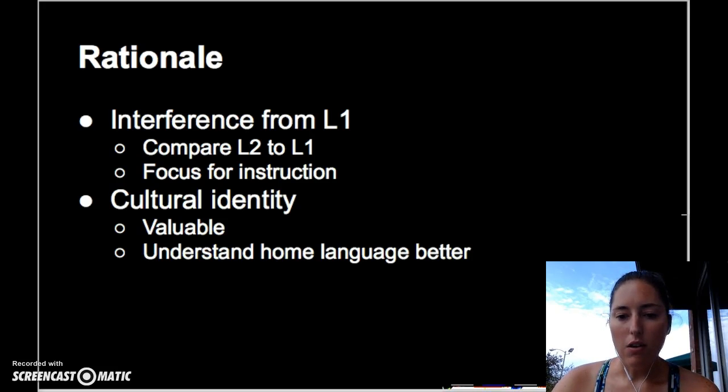So now that we know a little bit of the benefits of why we can address these areas of interference, let's look at a few common errors. I have picked out three of the main errors.